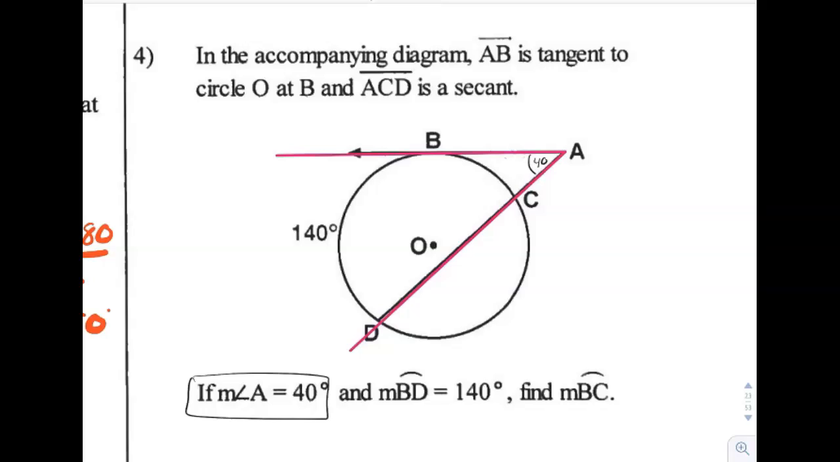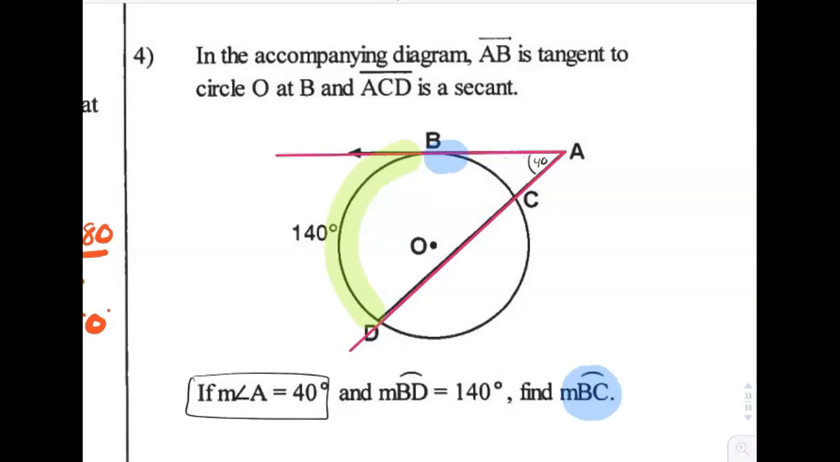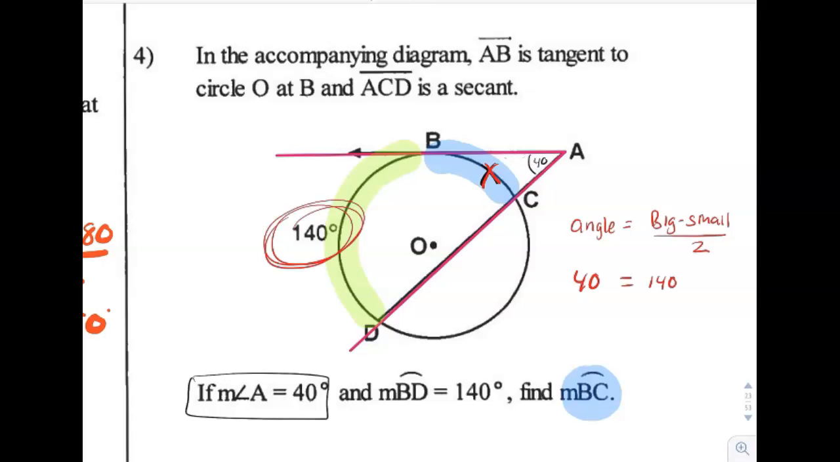That's 40. So now they're giving us the angle, and they're giving us this arc, and it looks like they're asking us to find arc BC. Well, that's different now, right? This time they're sort of giving us the answer and asking us to find something in the middle. So remember, it was angle equals big arc minus small arc divided by 2. For every other problem, the angle has been the x, but on this particular problem, the angle is given, it's 40. The angle equals the big arc minus the small arc divided by 2.